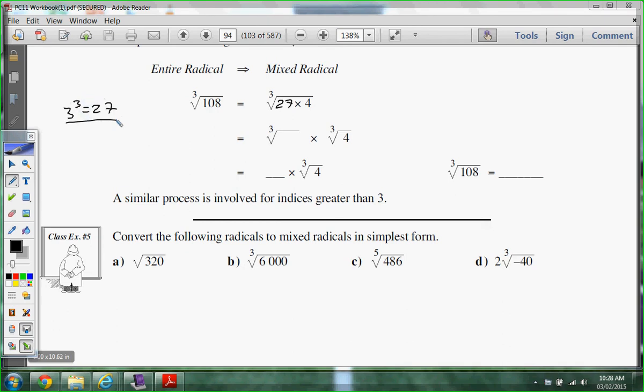So this has the same rules. I can break it up. And then we know that cube root of 27 is 3. So our mixed radical for this cubed example is 3 cube root 4. Don't get antsy and make this a 2, because cube root of 4 is not 2. It's not a square root. People do that on accident a lot. Just remember your index.